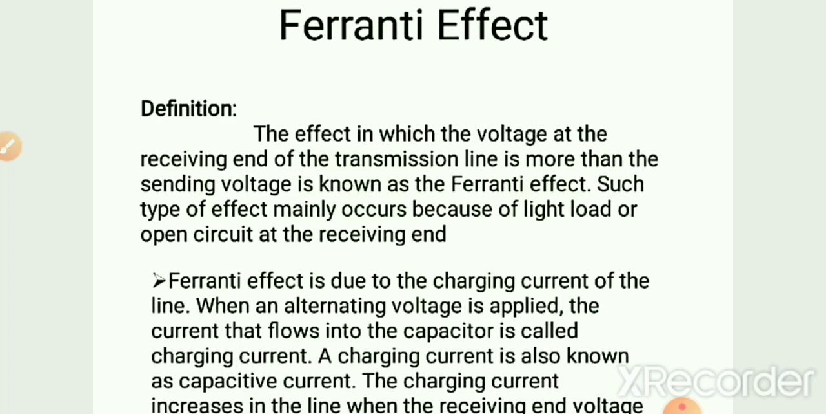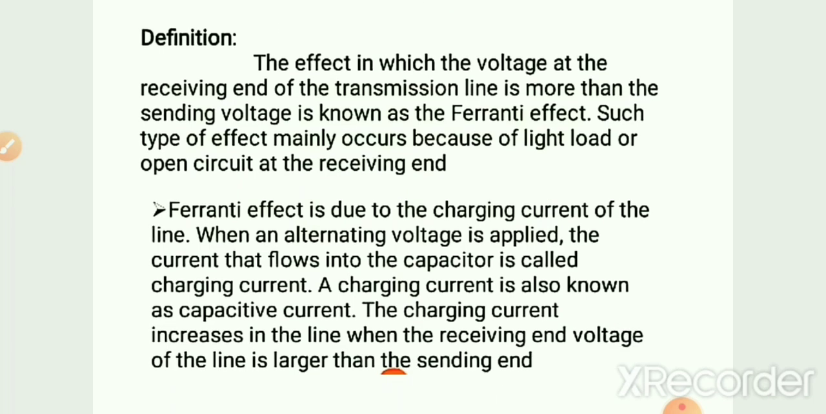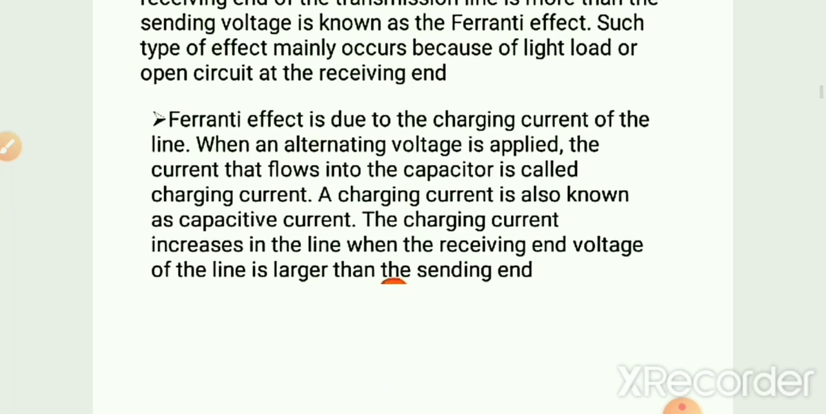So basically the Ferranti effect is due to the charging current of the line. This charging current flows into the capacitor and is called the charging current. A charging current is also known as capacitive current. And the charging current increases in the line when the receiving end voltage of the line is larger than the sending end voltage.